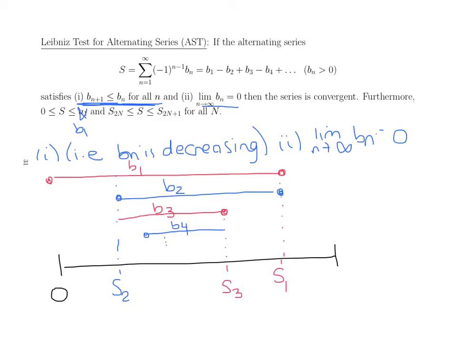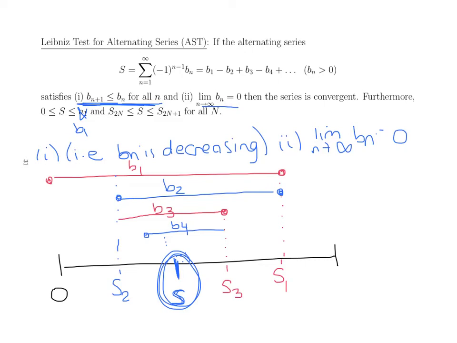And remember, the other thing is that this limit is getting close to 0. So these lines are also getting infinitely small. As we get down here, they're going to be shorter and shorter and shorter. And hopefully at some point, we're going to come to an S, the sum of this series. And that's the idea of the alternating series test.